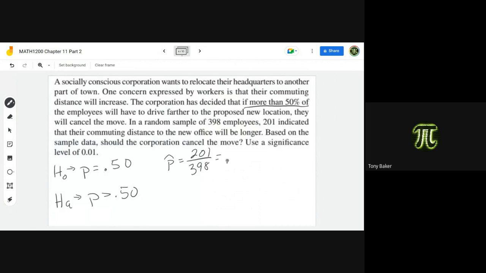What is it? 0.505. Okay. All right, so now we can do our Z test. So Z is 0.505 minus 0.50, divided by the square root of P times 1 minus P, divided by 398.